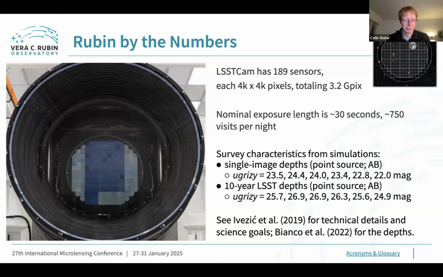The nominal point source depths are listed here for single visits. We get to the 24th magnitude territory for g, r, and i just from every single 30-second visit. And once we start coadding those visits, we get into the 26th magnitude territory after 10 years of observing with LSST.